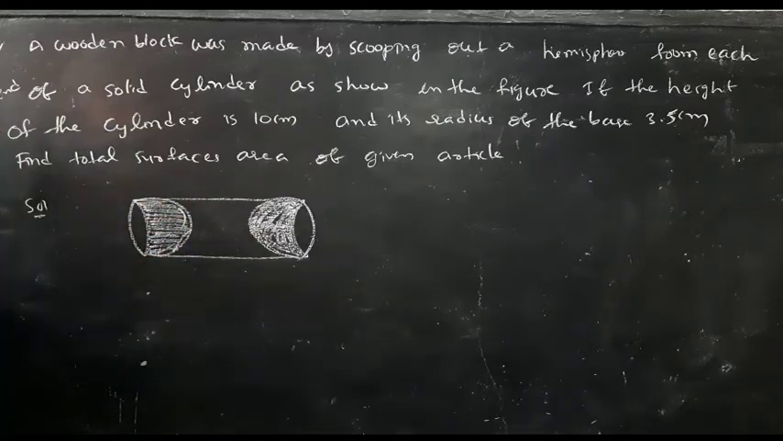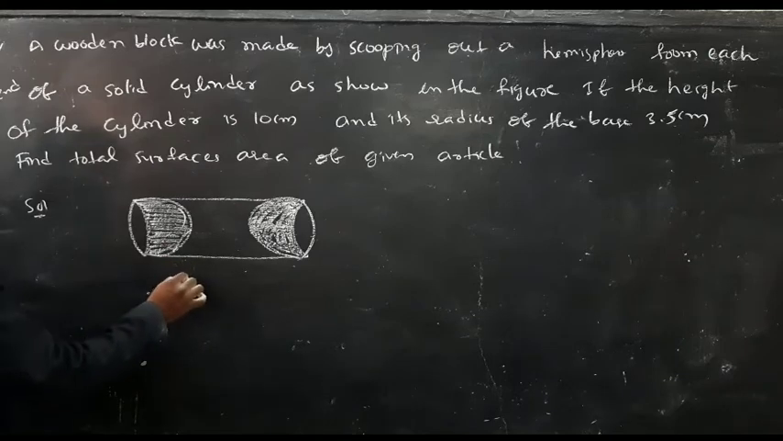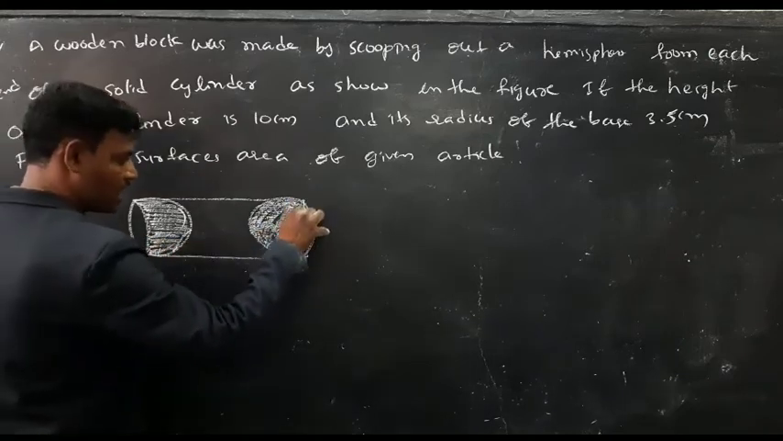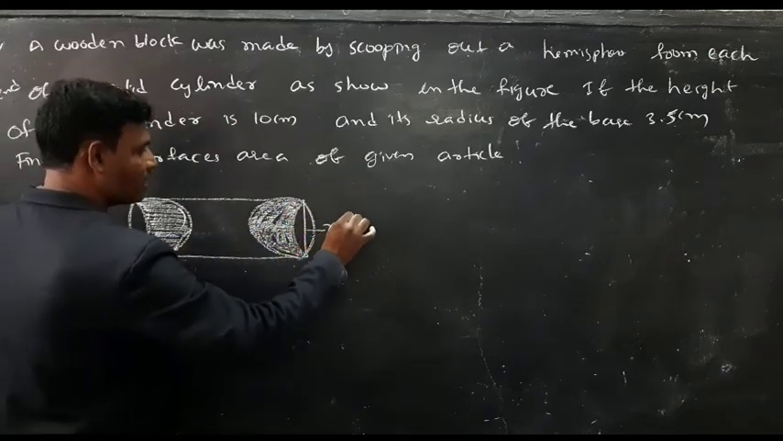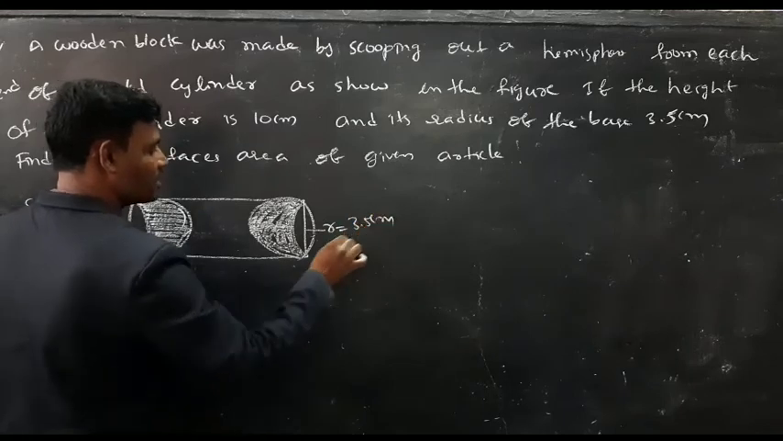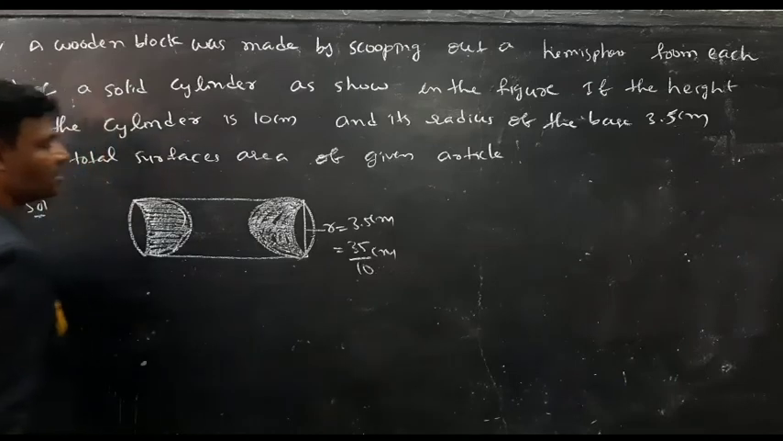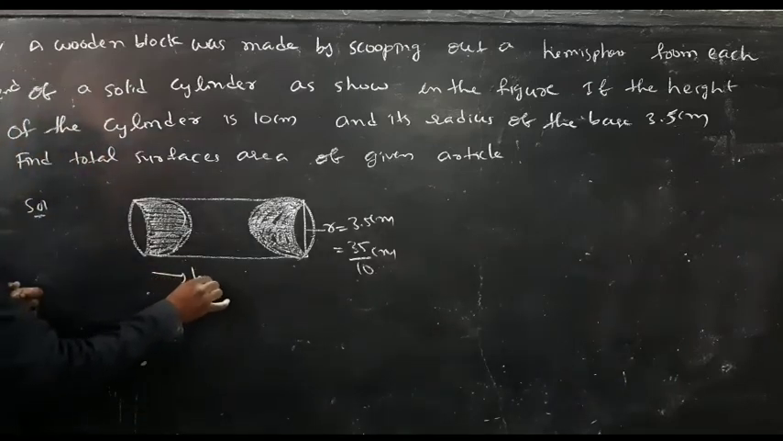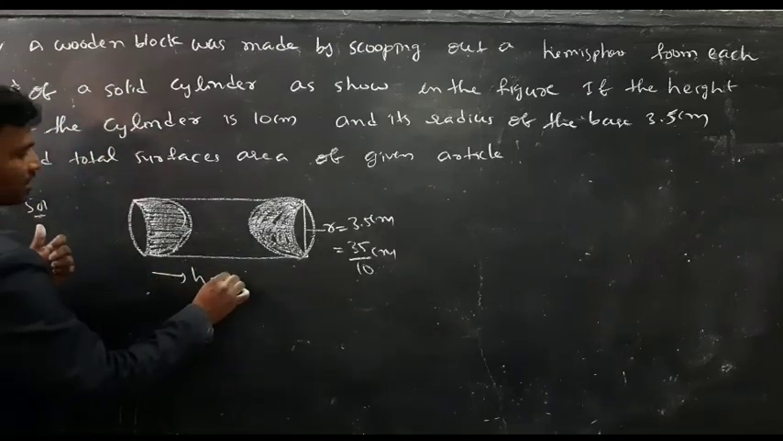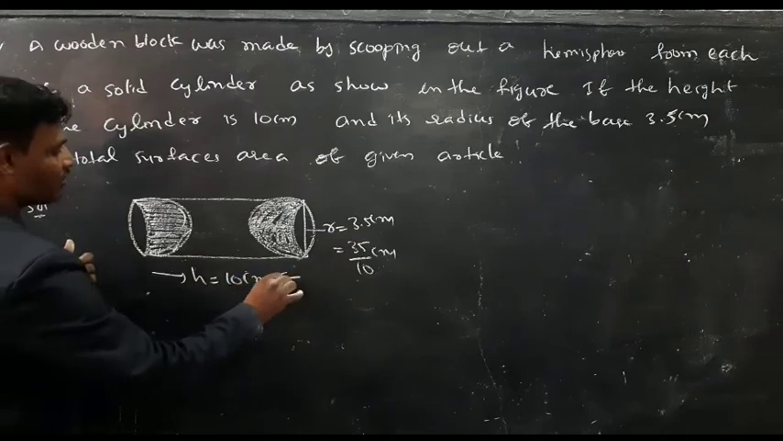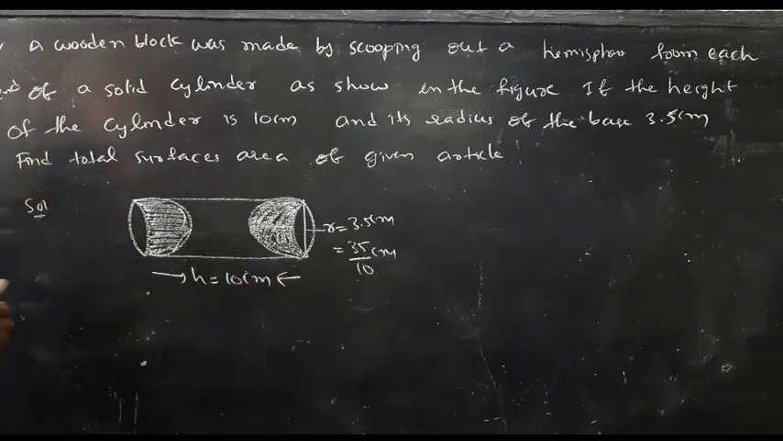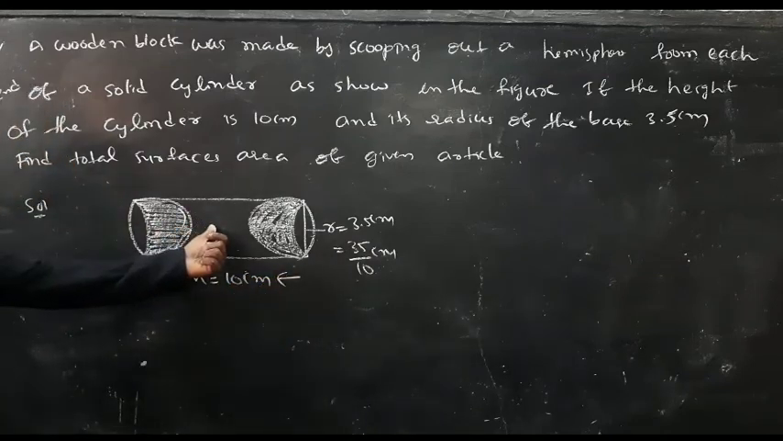What is the base radius here? R is equal to 3.5 centimeters. 3.5 we can write as 35 by 10 centimeters. Similarly, height of the cylinder H is equal to 10 centimeters. Now you have to find the surface area of the figure.